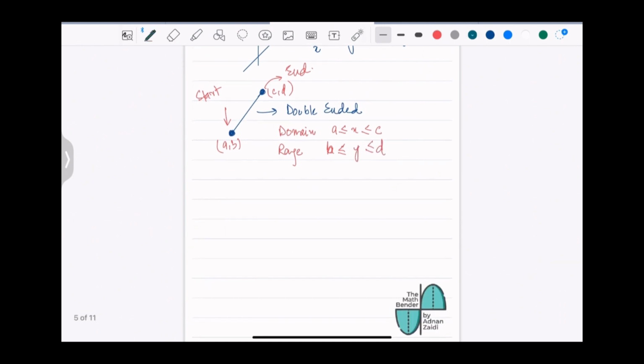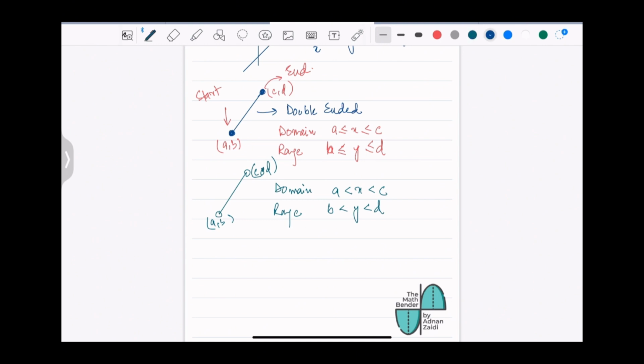Moving on, another variation of this. Now if you see, these are hollow. So the domain of this, let's say they have the same coordinates a, b, c and d. So the domain now becomes a is less than x is less than c, and range is going to be b is less than y is less than d because of those hollow holes we don't have those points.